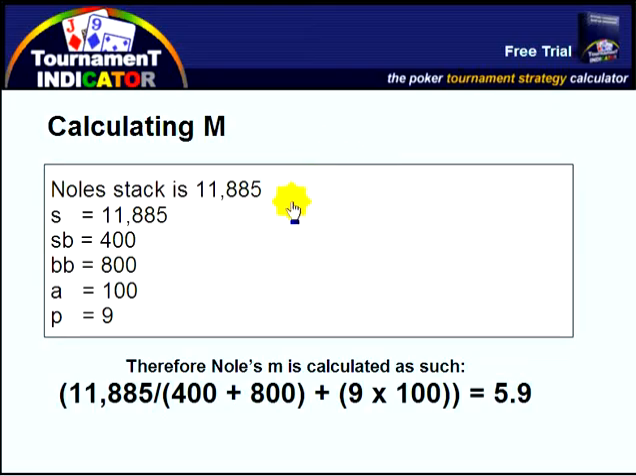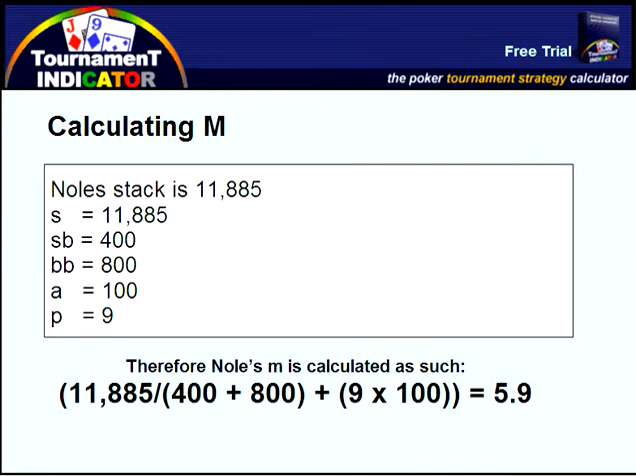If we plug those numbers into the formula, we can see Knowles' stack is 11,885 divided by 400 plus 800 plus 9 times 100. These are the antes, these are the blinds. If you're doing this calculation right now, you should come out to something very close to 5.9.